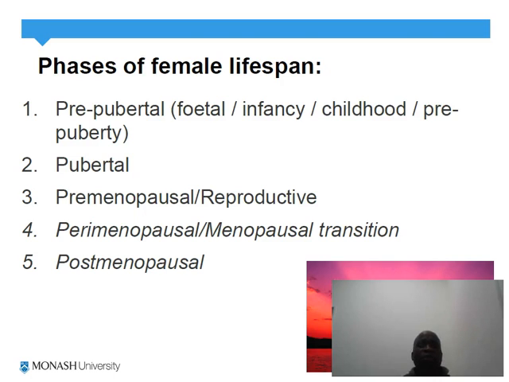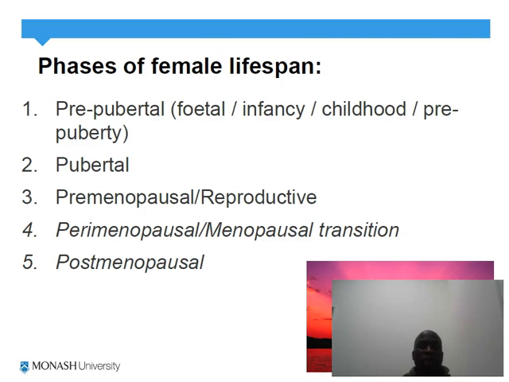Okay, now let us look at the different features or phases of female lifespan. So we have the first phase, which is called pre-pubertal. This is a period during the fetal development, also infancy, childhood, and pre-puberty. So these are the developmental stages. And then we also have the pubertal stage. This is the time when there's puberty, when the female child basically begins to develop reproductive organs. For example, breasts, pubic hair, etc.